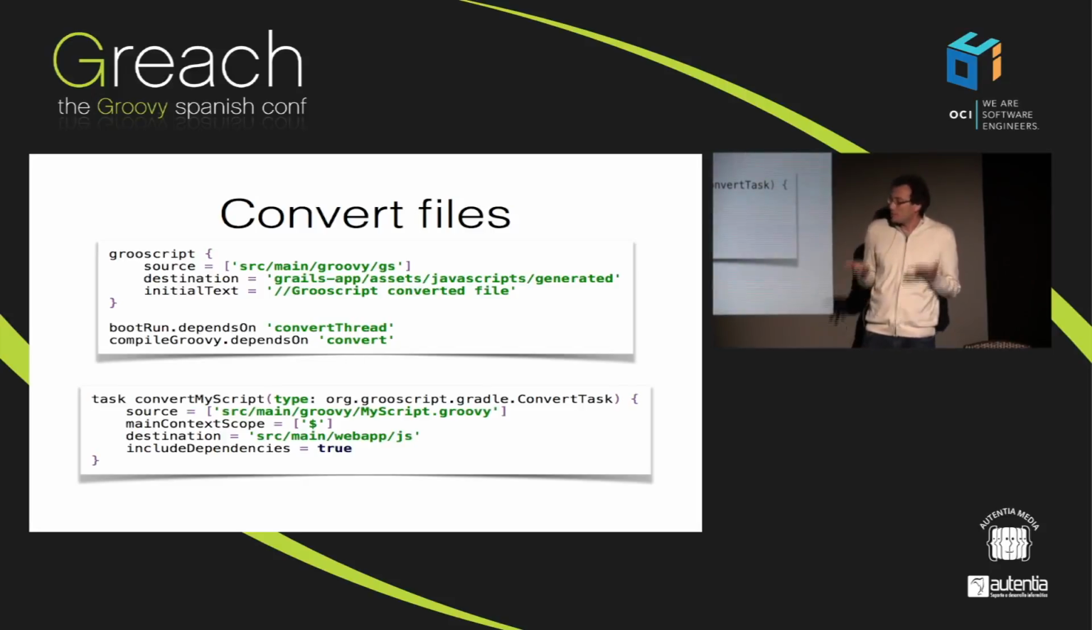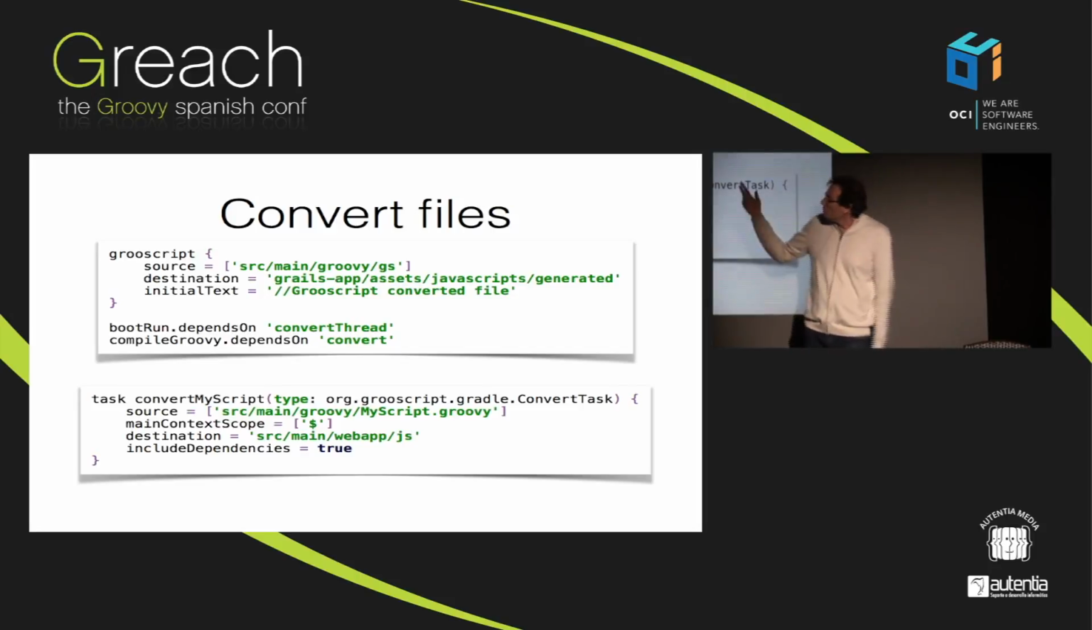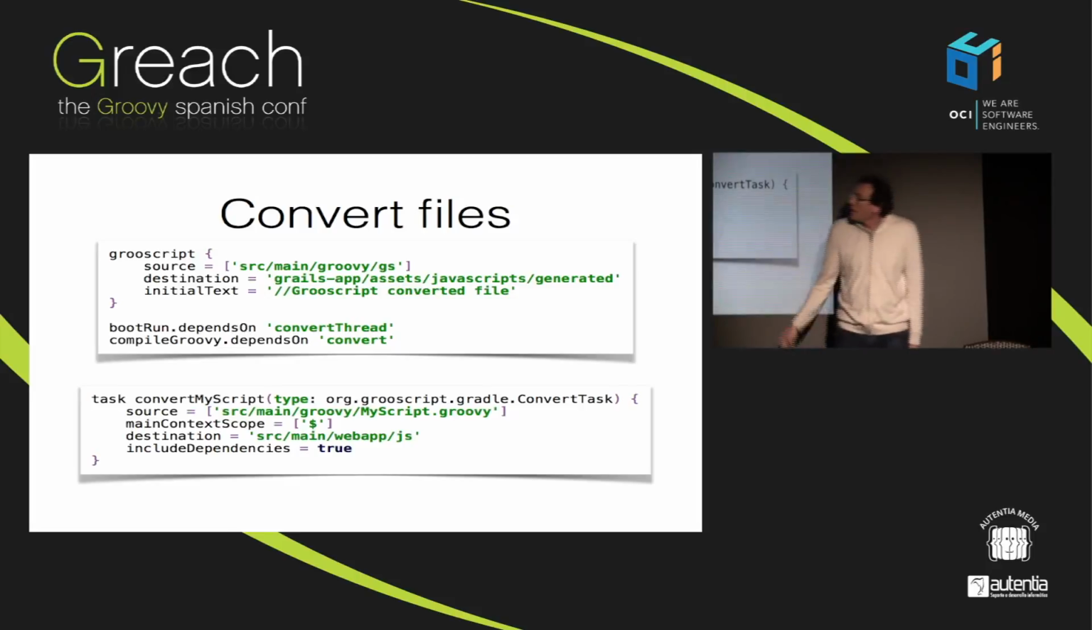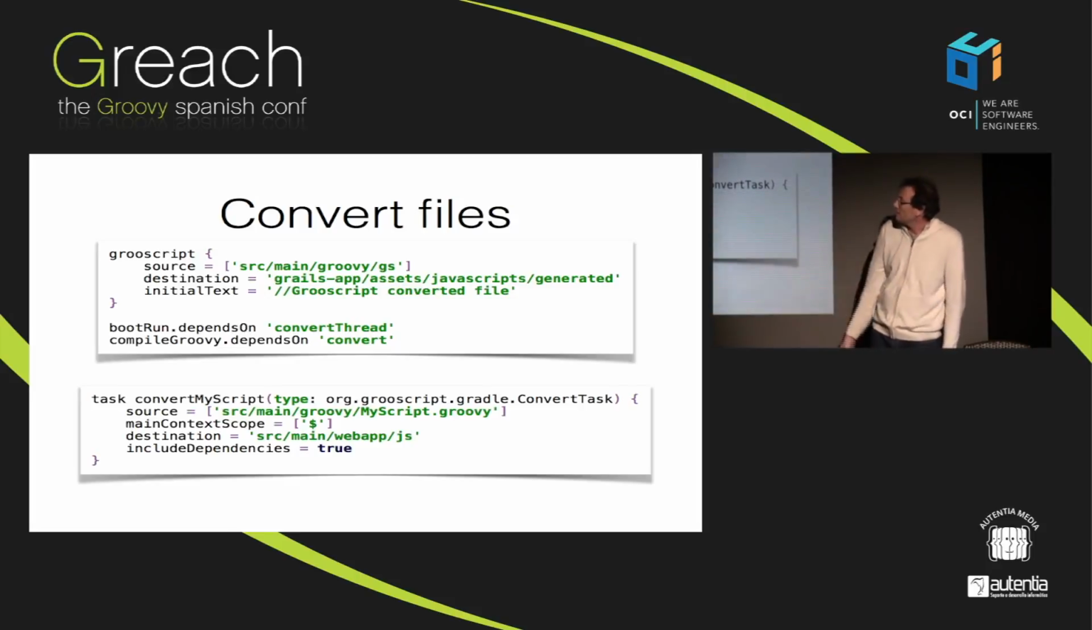Just the time when the app goes up, and if you change something in your Groovy file, you want to generate the JavaScript file again and again and again. Because you are in develop mode, you can change files, you can do changes in all your Groovy code, and you want your generated JavaScript files to be according to the Groovy code. So there is a thread running in the background converting that file for you. So you can use a Gradle extension or just create as many tasks as you want to convert files.